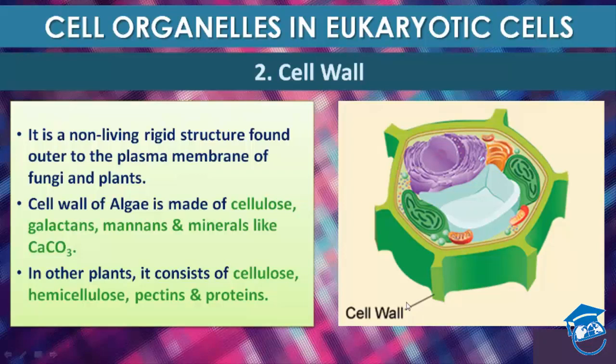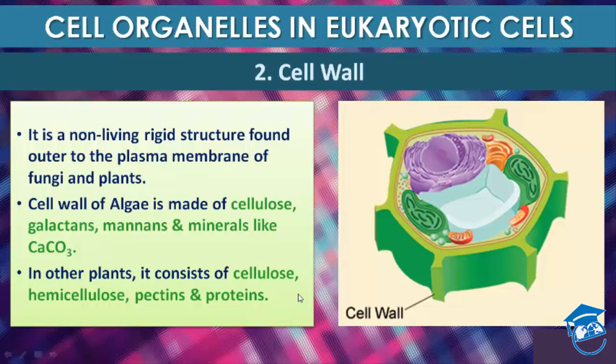Cell wall composition varies from species to species, and it also depends on the developing stage of the organism. Protozoans and animals do not have a cell wall. Please note that. The cell wall of algae is made up of cellulose, galactans, mannans and minerals like CaCO3. On the contrary, in plants it consists of cellulose, hemicellulose, pectin and protein, students.